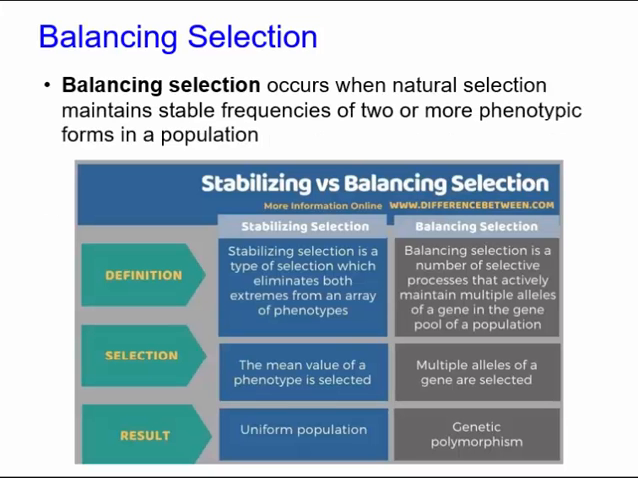Let's talk about another trend that we see called balancing selection. This looks a lot like stabilizing selection, but we're really looking at maintaining alleles in a population and really pushing toward more heterozygous individuals. Whereas stabilizing selection is more narrowing selection, there might be overlap a bit with balancing selection, but we're really eliminating extremes from that distribution. So they look very similar, but there are some subtle differences.